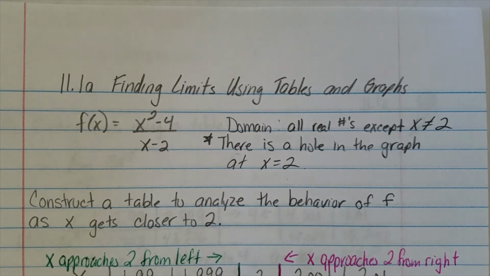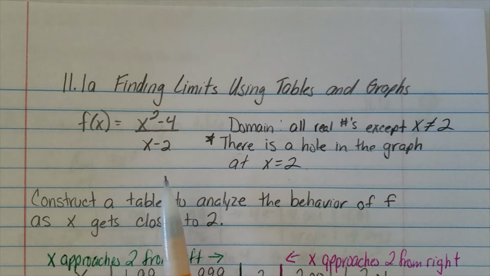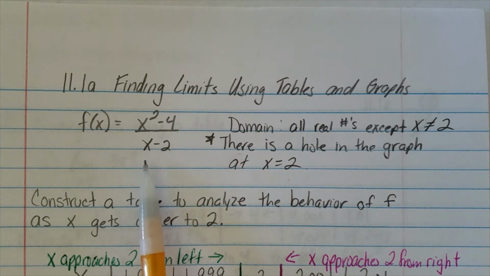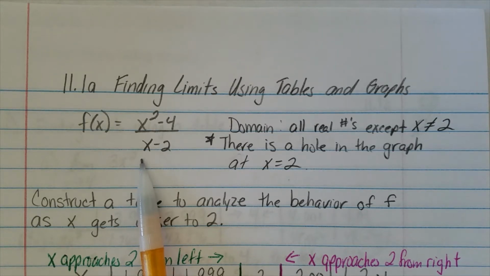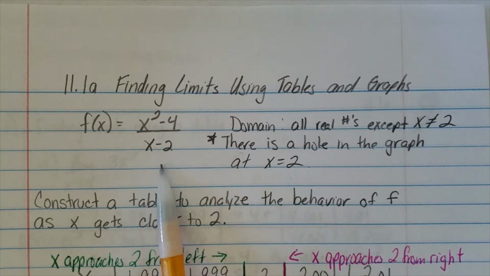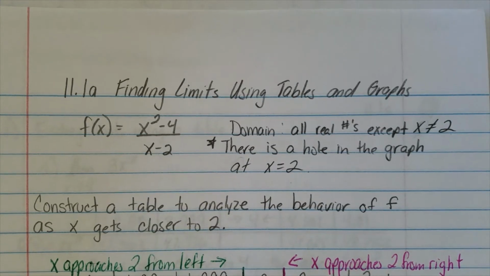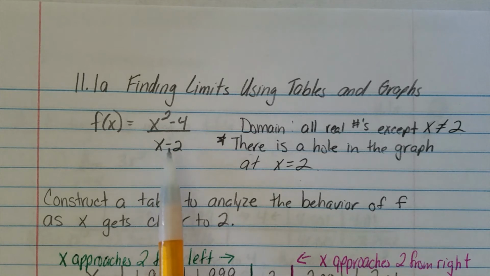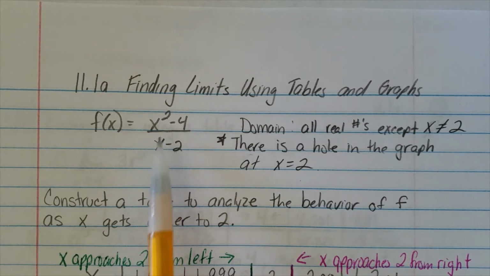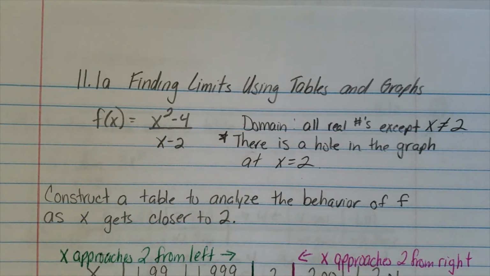Let's take a look at this function. Now, we can see that if x equals 2, my function would be undefined. So 2 is outside of the domain. You might want to say, well, there's a vertical asymptote at x equals 2. But remember, if we factor that numerator, that x minus 2 factor will cancel out. We'd be left with x plus 2, which is linear.